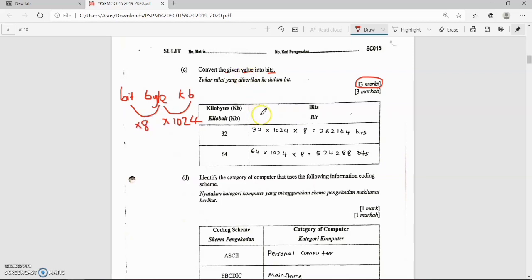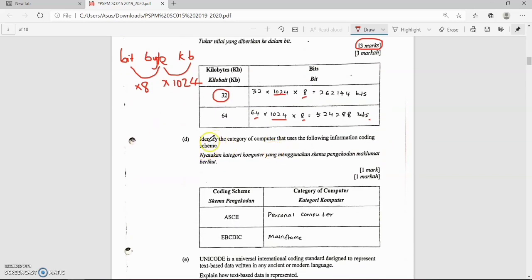Okay, so for this question, we want to convert from kilobytes to bits. Okay, so we have 64. So 64 times 1024 times with 8. So this is the answer. 524288 bits. Okay.